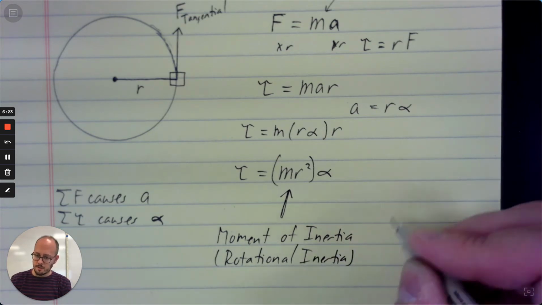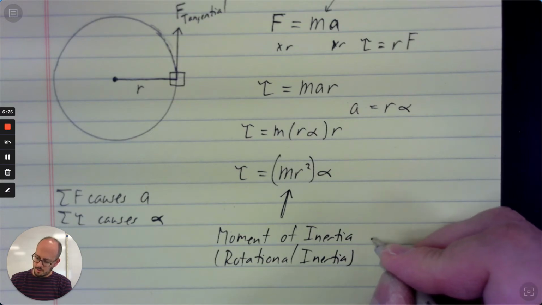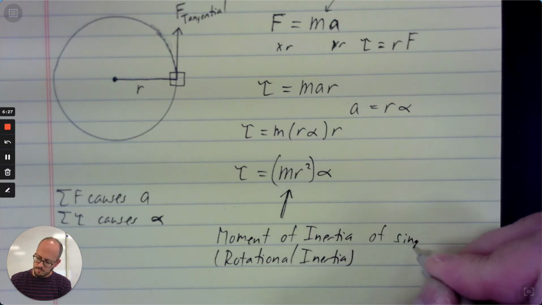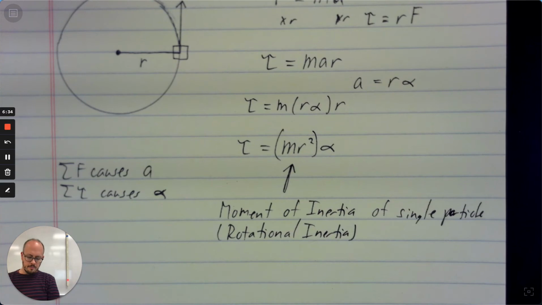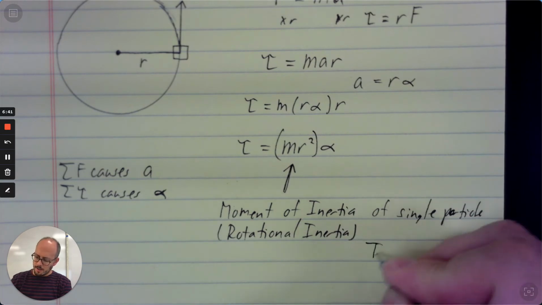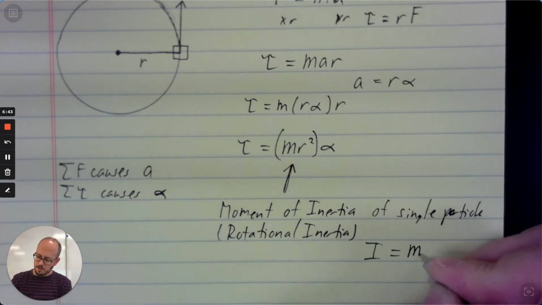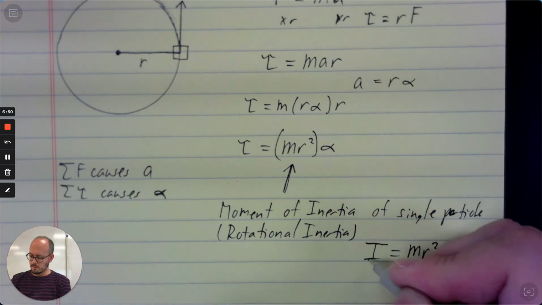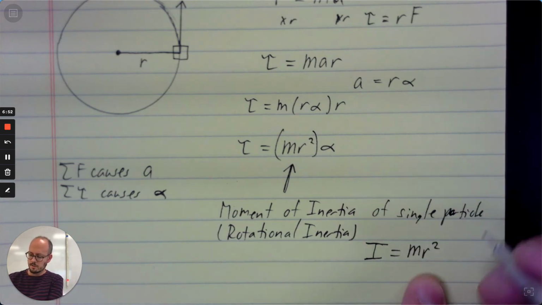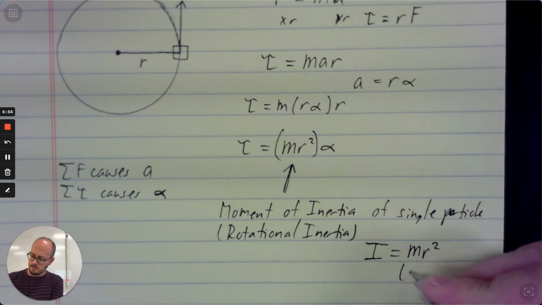And it's only valid for a single particle, and you'll see why in a minute. Okay, so that moment of inertia for a single particle, we give that the equation I equals mr squared. So how does this show up in what we're doing in physics? First of all, kilogram meter squared would be the units.